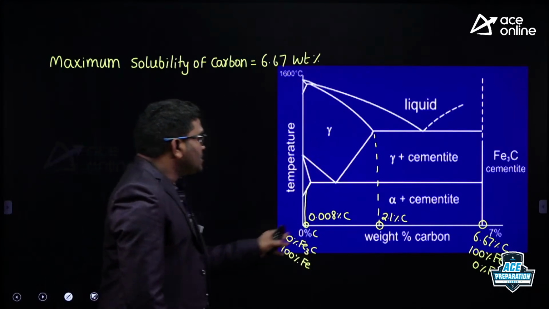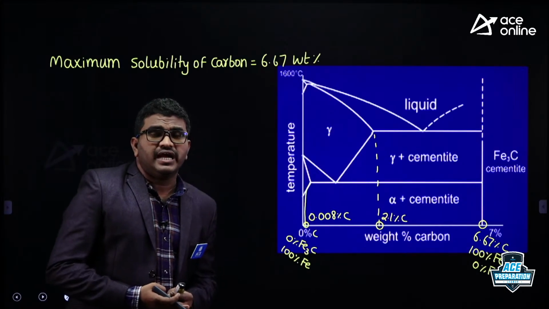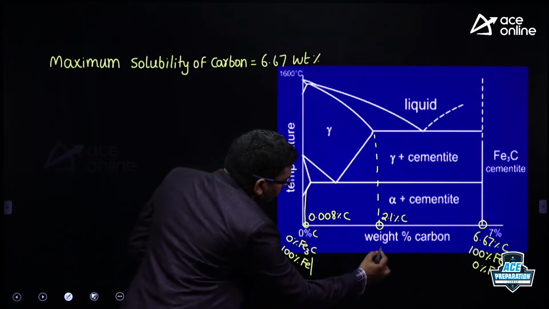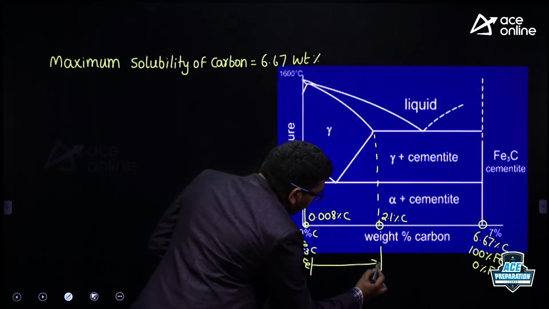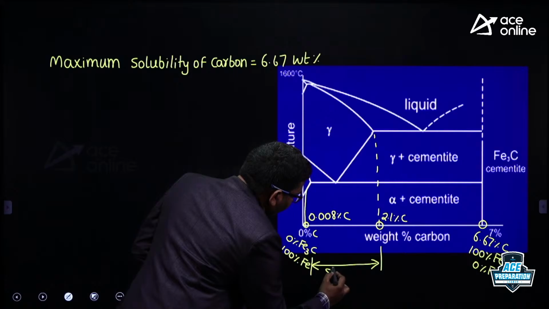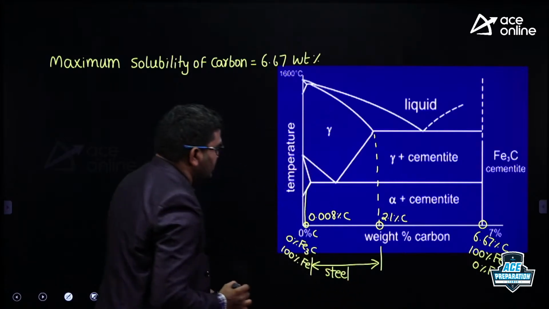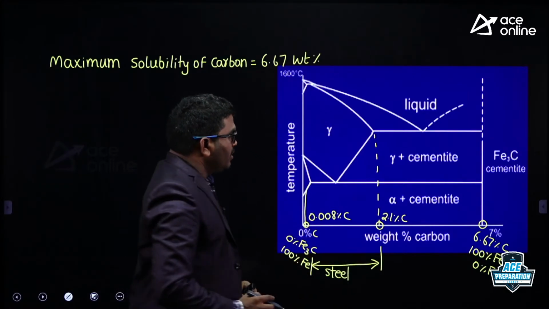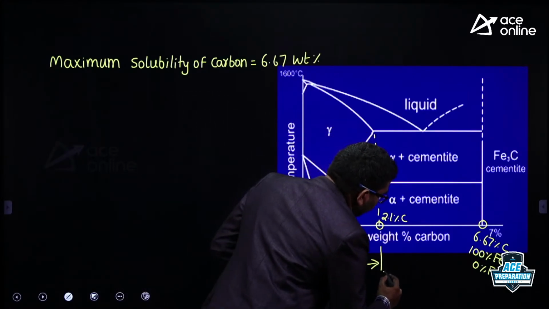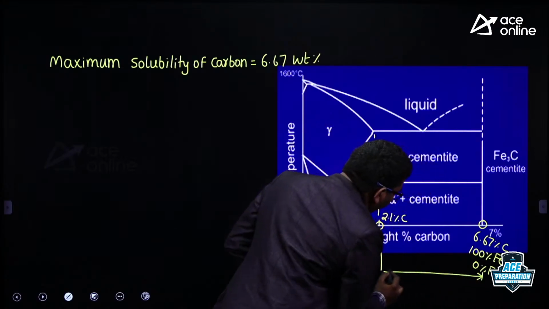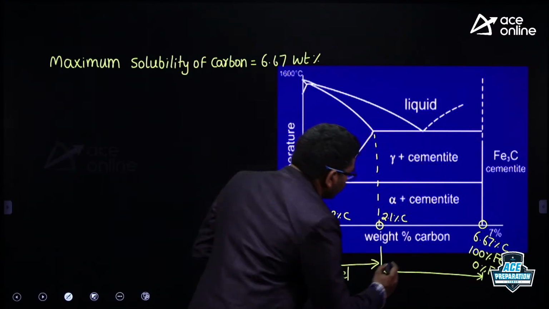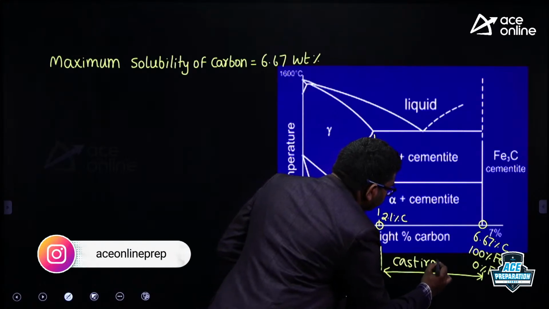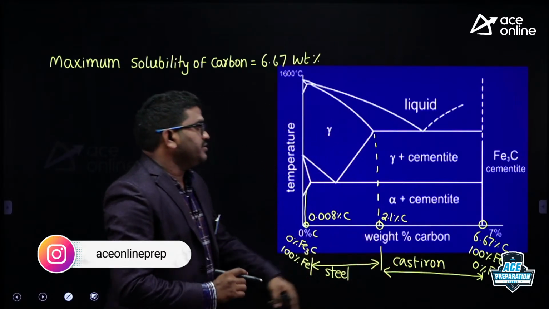Now, based on percentage of carbon, the iron carbon alloys are of two types. One is steel. The percentage of carbon in steel is 0.008 percentage to 2.1. The second one is cast iron, where the percentage of carbon is 2.1 to 6.67. This is steel and this is cast iron.